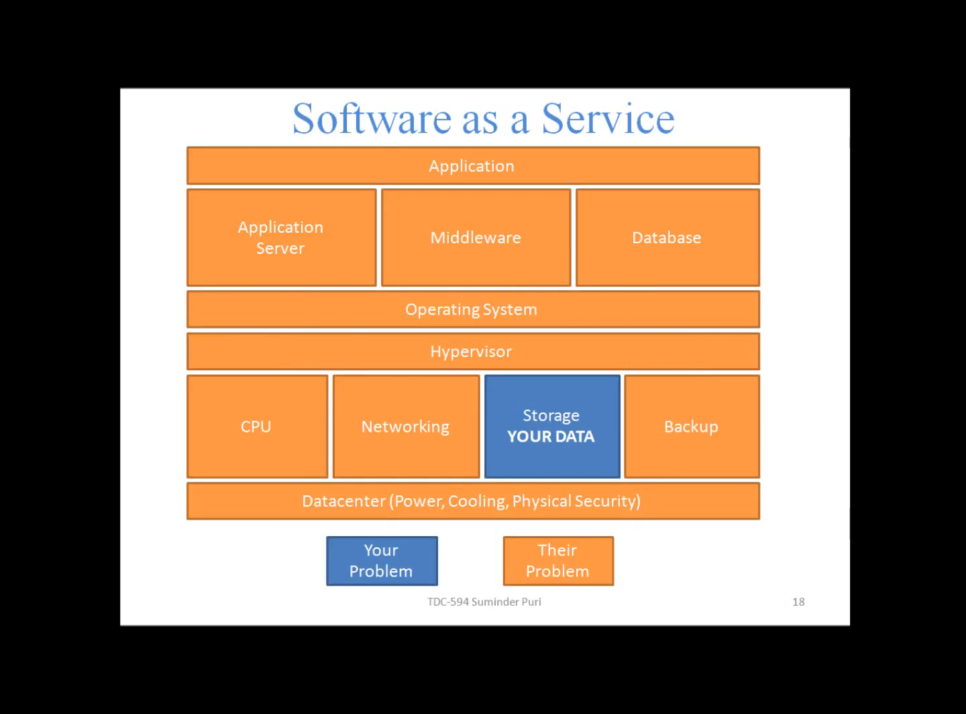So now let's take a look at what the problems are. You can never control everything in cloud computing. There will always be two problems: your problem and their problem. Here in software as a service, we have our storage. That's our problem, but everything else is their problem: application server, middleware, database, operating system, CPU, networking, backups, all the data center is their problem. The only thing we need to be concerned about is our data, which is storage.